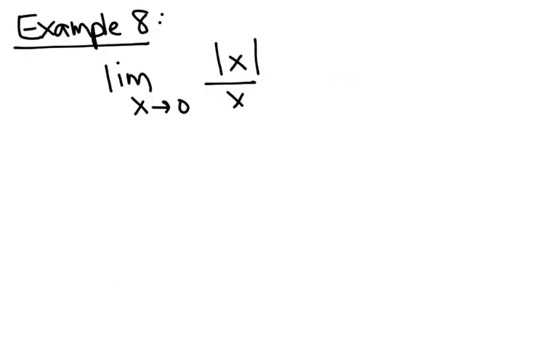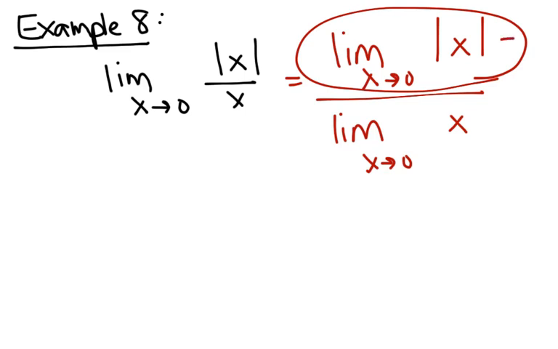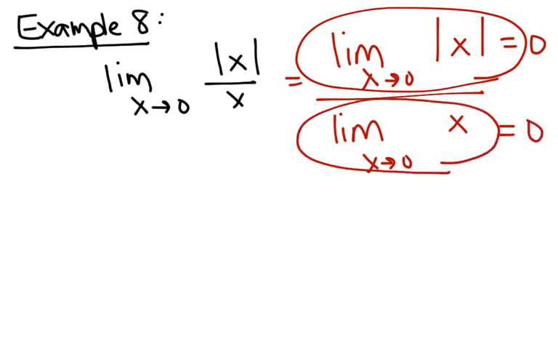One of the limit laws is that the limit of a quotient is the same as the limit of the numerator divided by the limit of the denominator, as long as the limit of the denominator is not 0. So in example 8, the limit as x approaches 0 of the absolute value of x over x. If I take the limit of the numerator, we just did that in the previous problem. We found out it was equal to 0. But no matter what way you cut it, the limit as x approaches 0 of x is 0. And since I can't have 0 in the denominator, this limit must not exist.